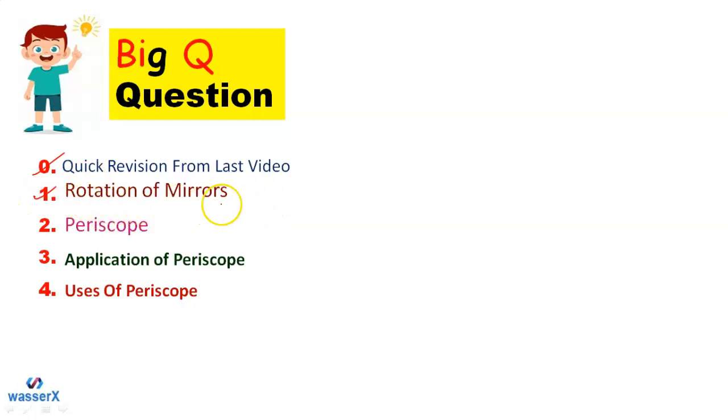That is rotation of mirror. It's very important, so we'll be trying to understand how the rotation of mirror basically works, right? Then we have the next one, that is the periscope, right? We'll be studying what the periscope is, what its application is, and the uses of the periscope. Okay students, this is also a very important topic, so let me tell you that.